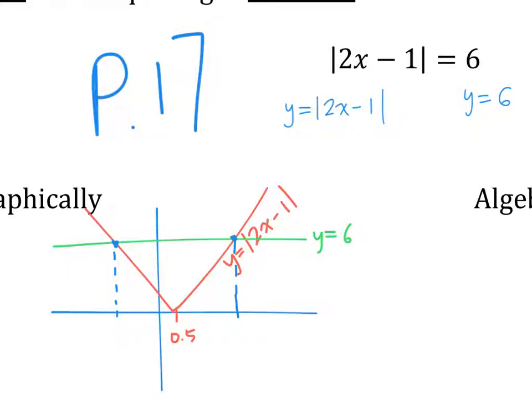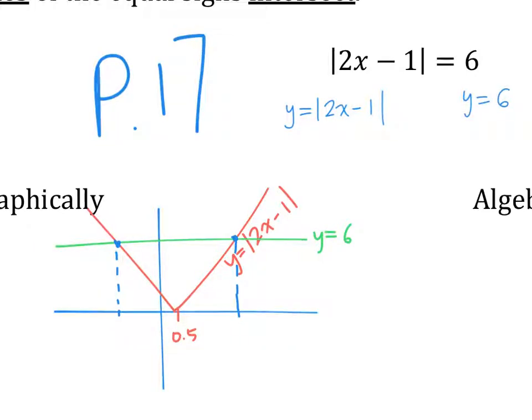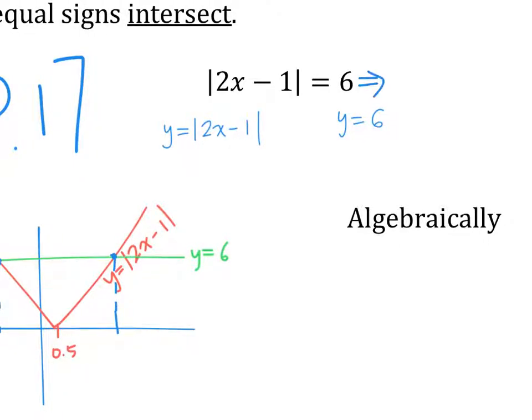Another way to think of the same thing is, let's say that I subtract 6 from both sides. So absolute value 2x minus 1 minus 6 equals 0. If I do that, what two functions am I looking at to equal to each other? Huh? What? Am I not making sense? No, I am not making sense. Okay. Thank you for letting me know.